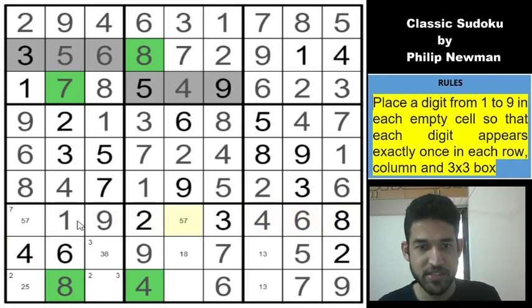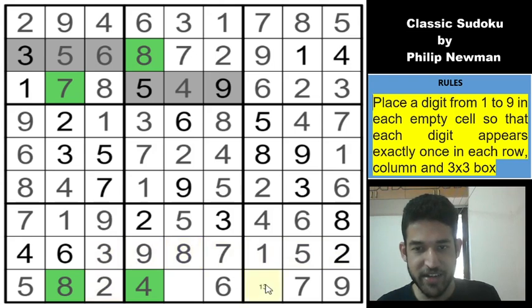Remaining digits are 5 and 7. So a 7 is in column 5. So this becomes a 5, this becomes a 7, this becomes a 5 for the column. And these 2 cells must be 2 and 3. So that gives a 2 here due to this 2, and that gives a 3 here, a 1 here, 8 here, a 3 here and a 1 here.